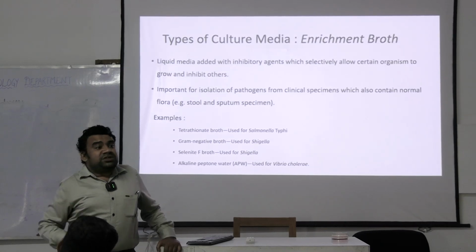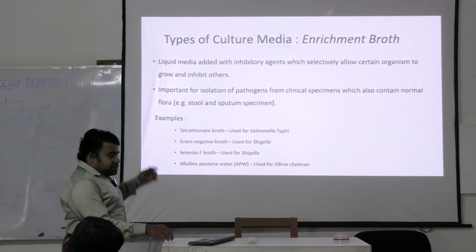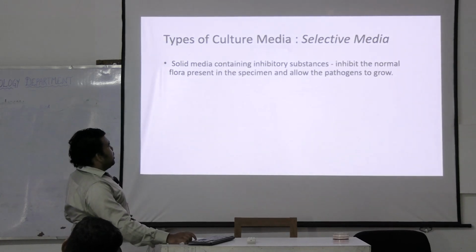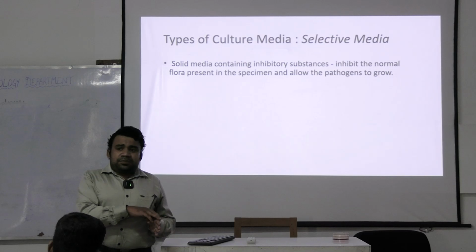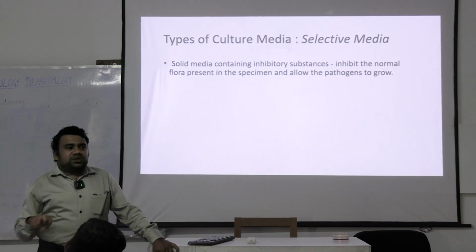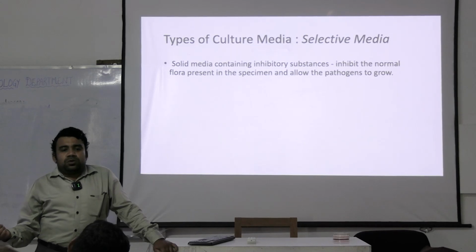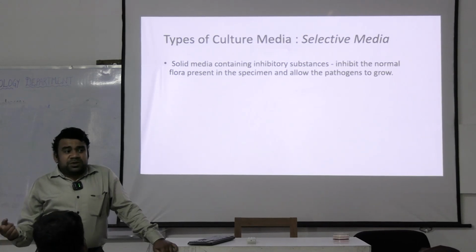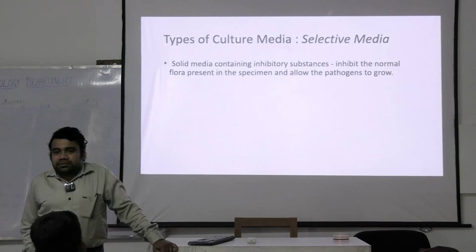That is called as enrichment broth. For example, a tetracycline broth for Salmonella typhi. If we take it the other way around, that means we add some chemicals which will inhibit the common organisms, but will allow the pathogenic one to grow. That means we are inhibiting other organisms. Then we call it as selective media.